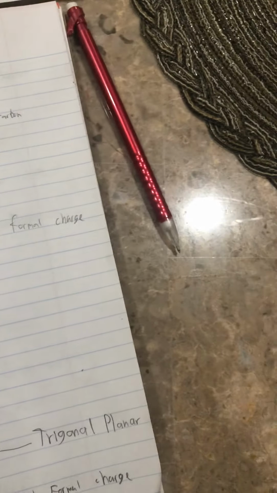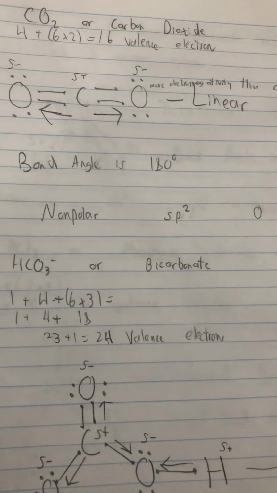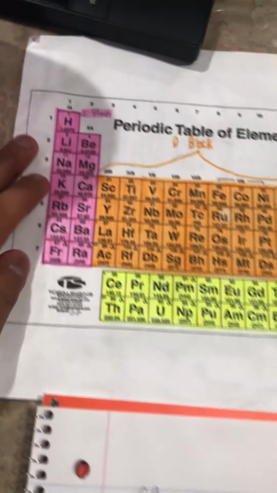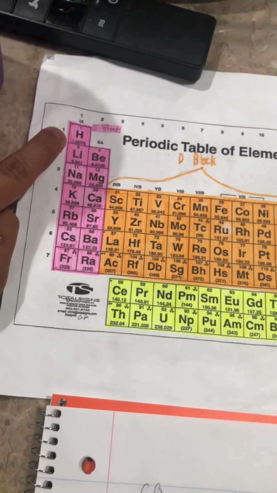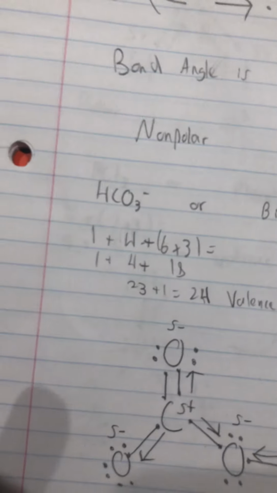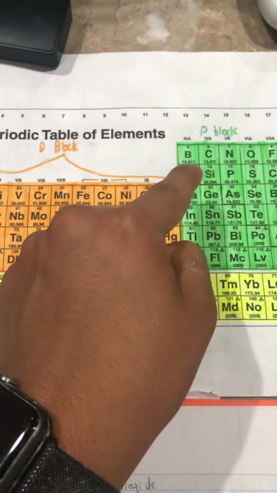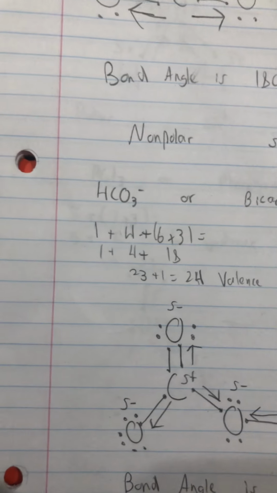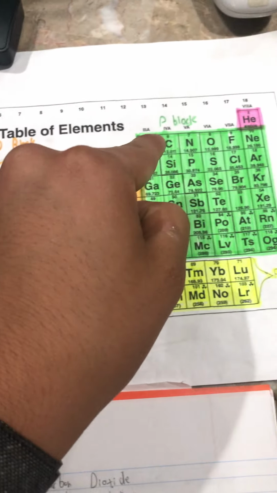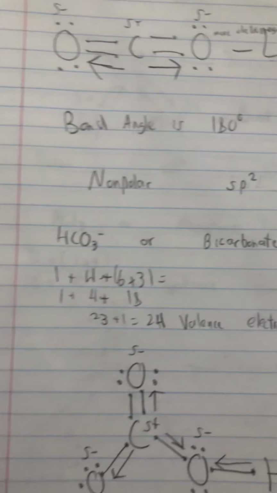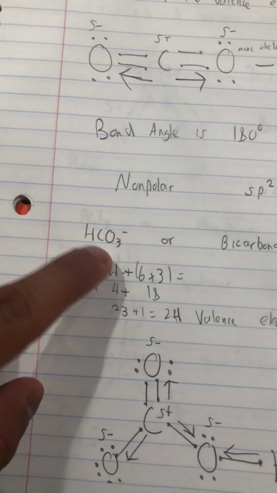Now going on to the second one. The second one is HCO3 negative, or in other words, bicarbonate. To find the valence electrons, you can use the periodic table. The H is in group 1, so the 1 is right here. The 4 would be carbon, group 4, as shown right here. And last but not least, the oxygen is in group 6, 1, 2, 3, 4, 5, 6, and times 3 because there's a 3 right here.